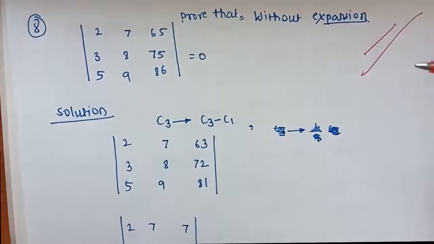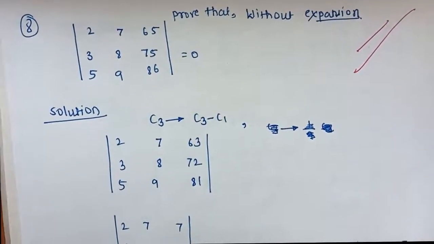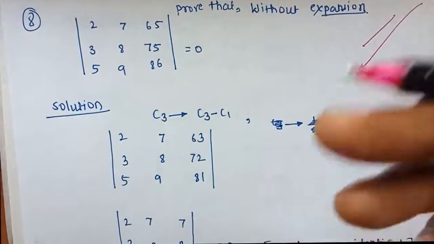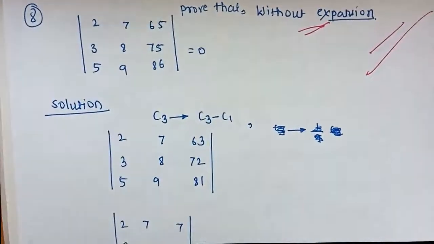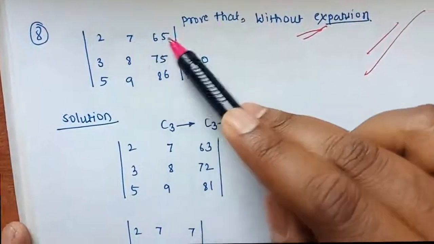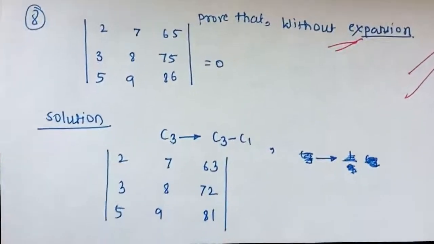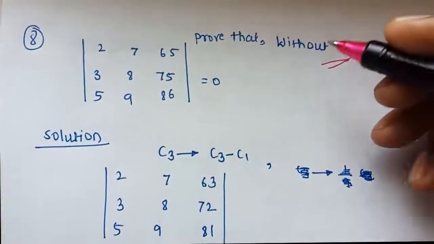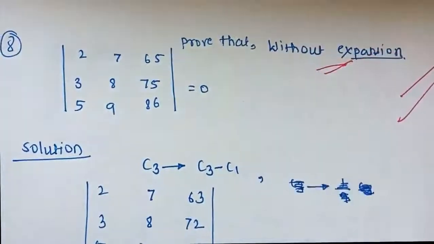Properties like if two rows or two columns of a matrix are identical, then the determinant is 0. So this kind of property is just used. Now the first sum: prove that, without expansion. Without expansion means definitely I have to use the properties of determinant. The matrix they have given is 2, 7, 65; 3, 8, 75; 5, 9, 86, and it is equal to 0. They have said don't expand it, just prove that this determinant is equal to 0.